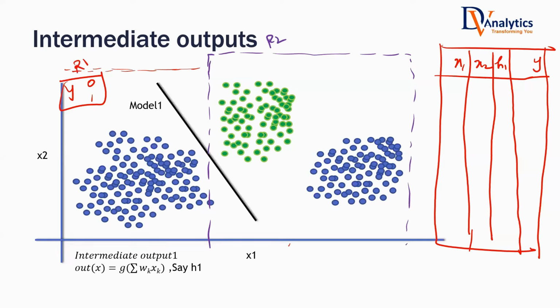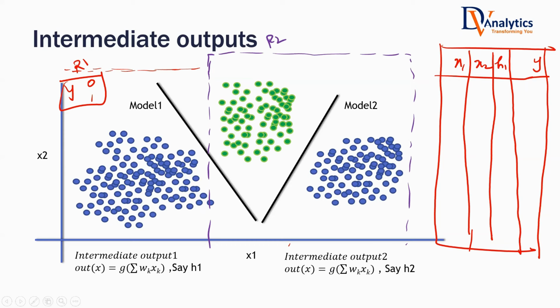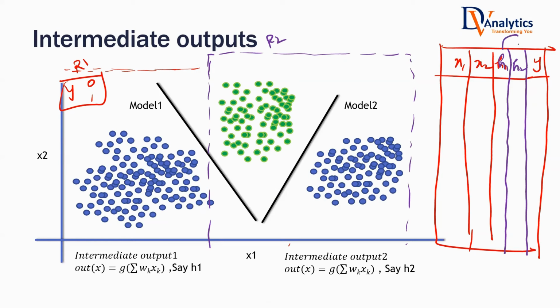So let me build a model there. Probably that will be the decision boundary if I build a model. So I'll build model M2. From there, I'll get the intermediate output and store it in H2. Intermediate output H1 has been given by model 1, and intermediate output H2 will be generated from model 2. What are H1, H2? These are just the predicted values from model 1 and predicted values from model 2. Then I'll use H1, H2 to predict the value of Y.